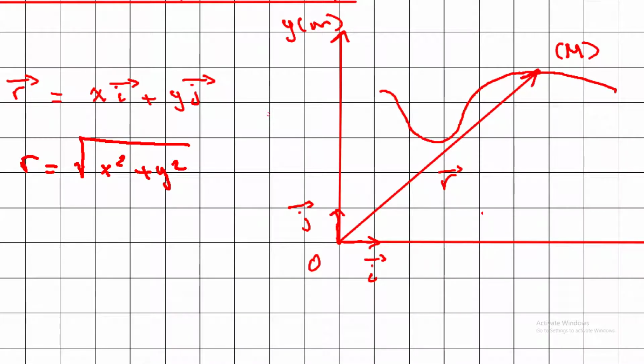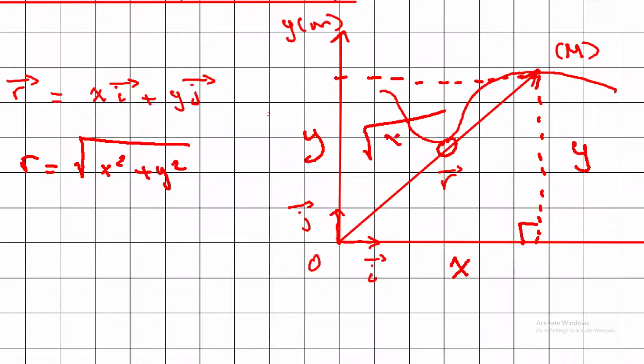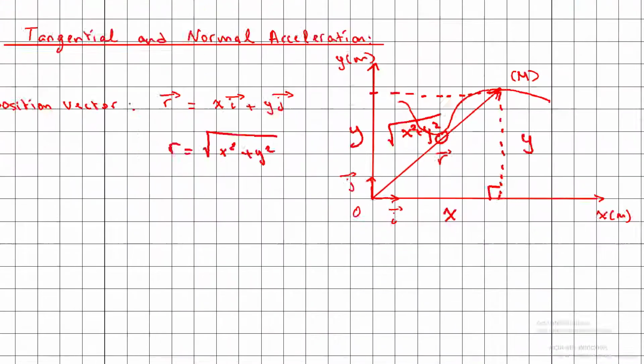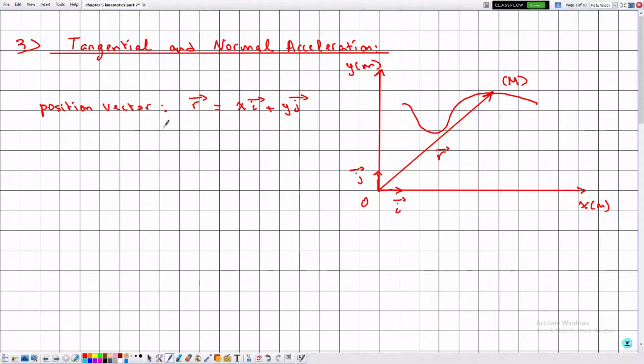Why? Because if you consider this dotted line, so this height here represents y, and this distance here represents x. So this is the hypotenuse of this triangle, so this is 90 degrees, so this is simply given by x squared plus y squared, okay? Now this is the position vector.